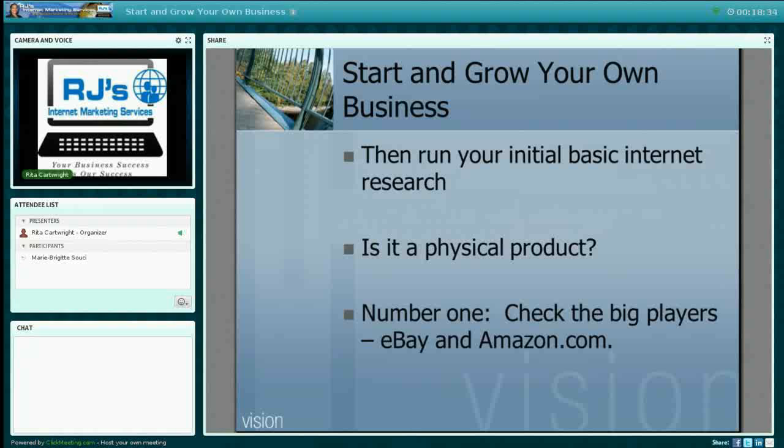Then run your basic internet research to see if there's any demand. If there is, check further to see if that niche topic actually would make you any money. If yours is a physical product, for example, stoneware frogs, and you plan to have an online catalog and e-store, there are plenty of ways to find out if your product type will sell online. And your number one option is to check the big players, eBay and Amazon.